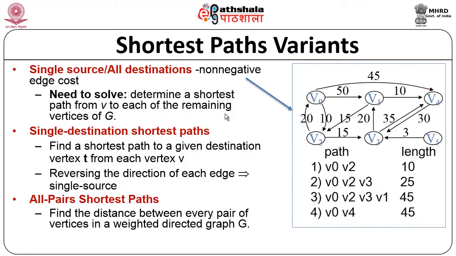Now, single destination shortest paths: find the shortest path to a given destination vertex T from every vertex. It is done by reversing the direction of each edge, which reduces it to the single source problem. All pair shortest path: find the distance between every pair. This will have to call the other algorithm of single source, which we will discuss later.